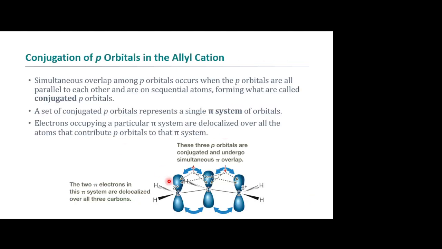So these are going to be where you have a simultaneous overlap of 3 p orbitals, and that's going to give you your overall resonance structure, right? So we're going to have a simultaneous overlap of these 3 p orbitals. They're going to be parallel to each other. They're going to be on sequential atoms. These are going to be called conjugated p orbitals, and that's where that terminology conjugated comes from. They're conjoined, right? A set of conjugated p orbitals will represent a single pi system of orbitals.